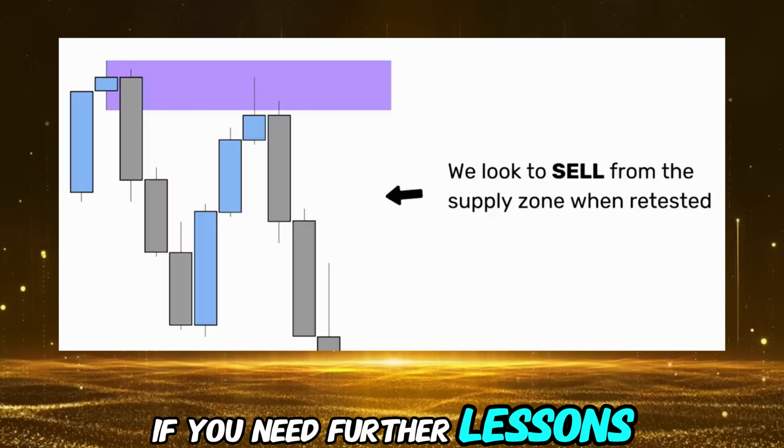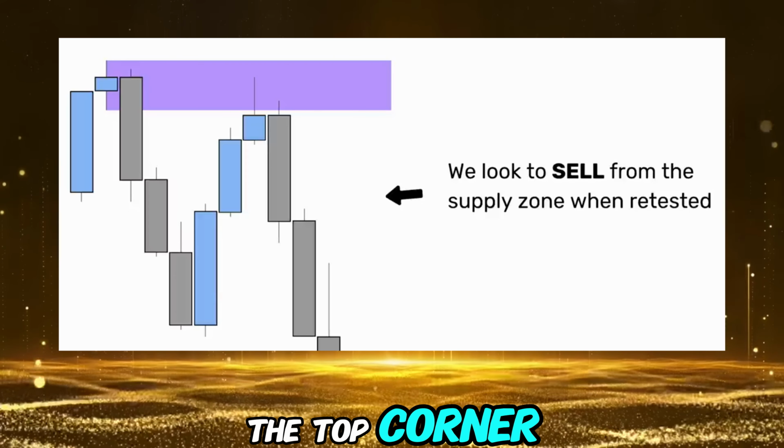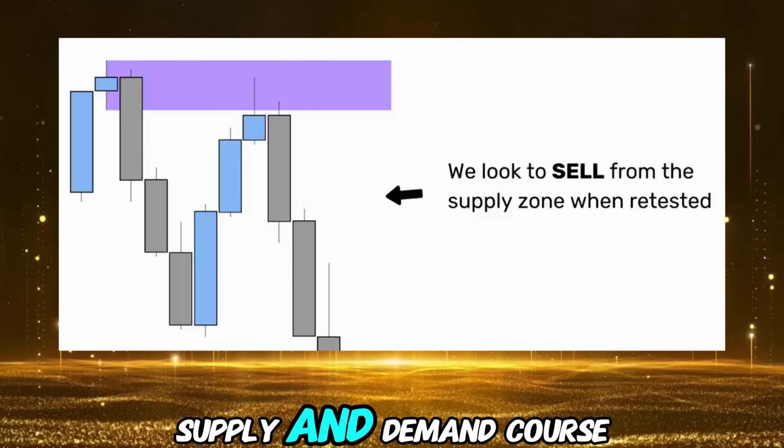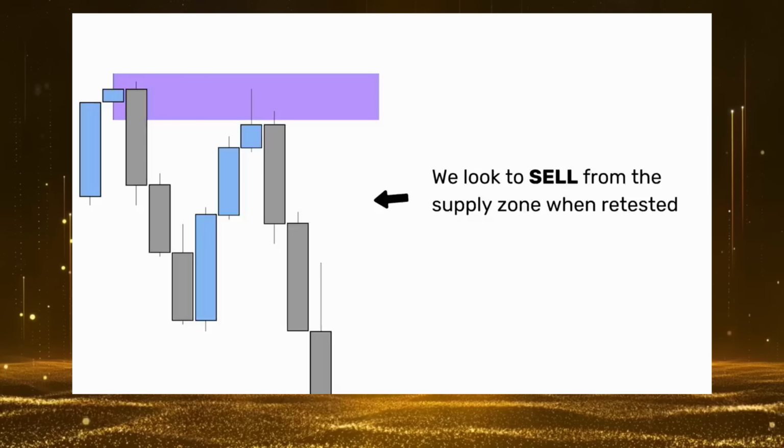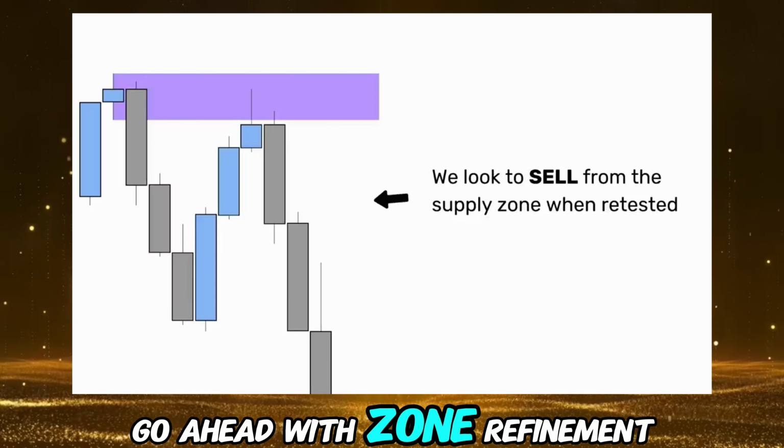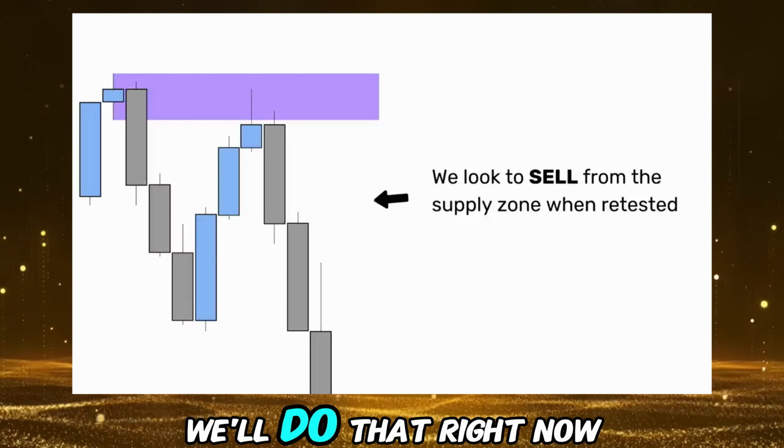If you need further lessons on this, there is a card in the top corner which is going to take you to a pure supply and demand course. You can come back to this video after that. But if you're ready to go ahead with zone refinement and get those sniper entries, we'll do that right now.